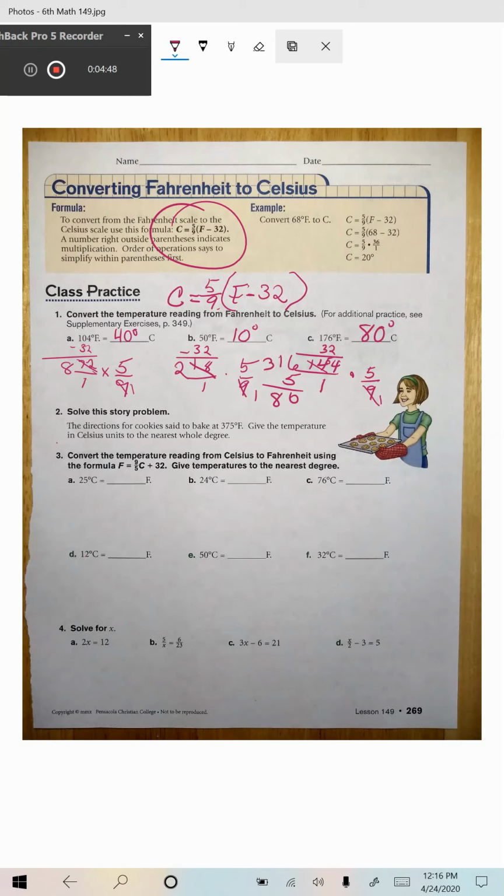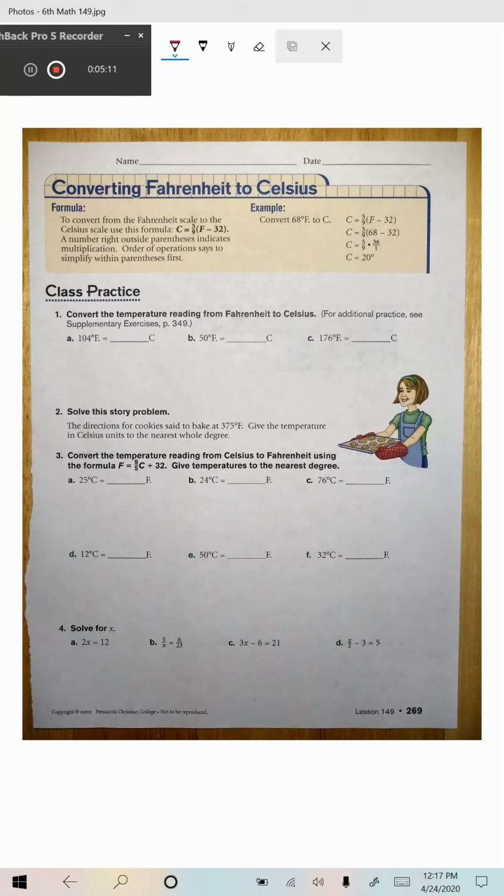All right, let's look at the story problem. The directions for cookies said to bake at 375 degrees Fahrenheit. Give that temperature in Celsius units to the nearest whole degree. All right, so you might want to use a piece of scrap paper because obviously they're not giving you any room. I'm going to use these little blank spots. And in fact, what I'll do is just erase everything and I'll use up top.